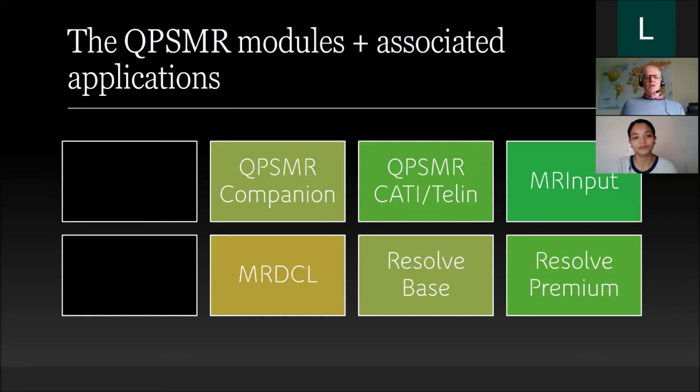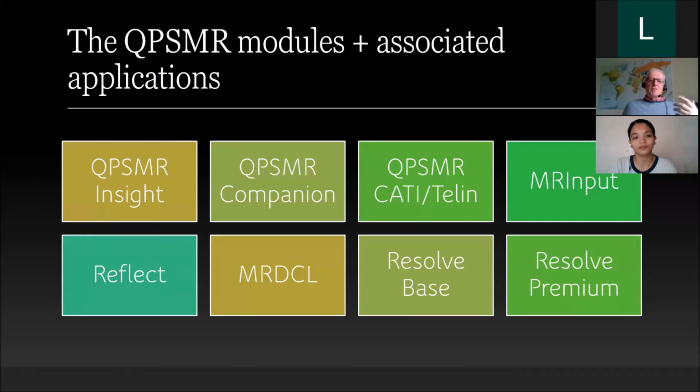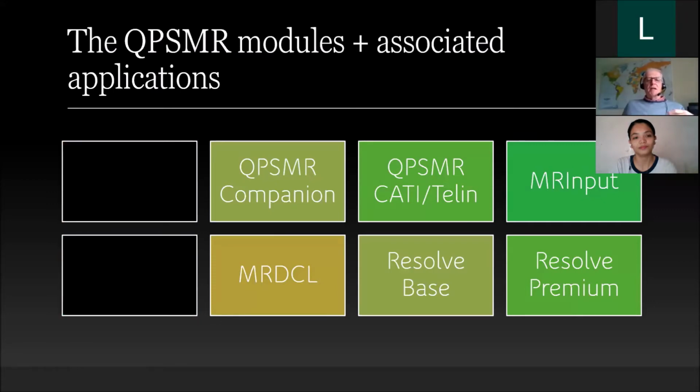So later on, you'll see that we're saying that these two products here will gradually disappear. So QPSMR Insight will be disappearing, I think, finally in about 3 years' time, and will be replaced by the Companion. And Reflect also will be disappearing, I think, to a great extent, because Resolve Base will do everything Reflect does, and you'll even be able to go further with Resolve Premium for what's actually quite a small license fee.